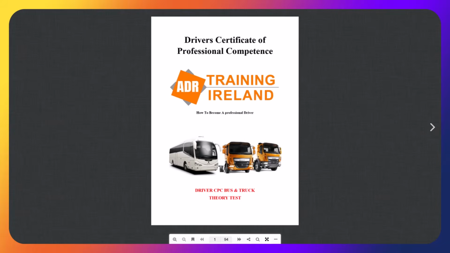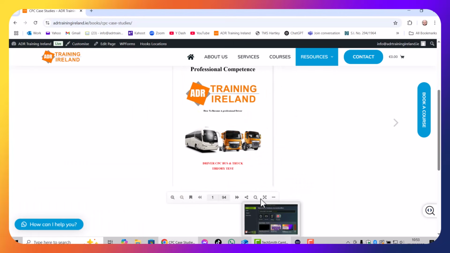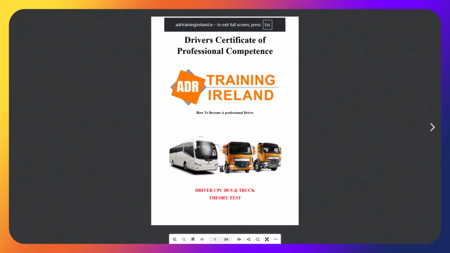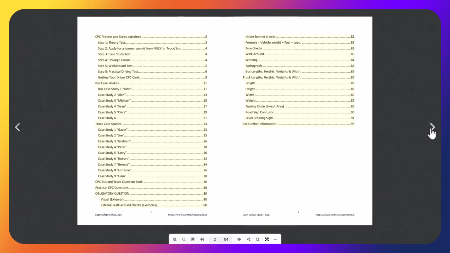Okay, first of all, when you log in, you're going to see this come up. So if you click on this X here, that makes it full size. And this is the cover. Driver's Certificate of Professional Competence Training, ADR Training Island. That's me, how to become a professional driver. If we go in, you can use these controls here, or these big arrows on the sides to go to the next page, or you can just click on the page down here to the page you want, or you can do a search.